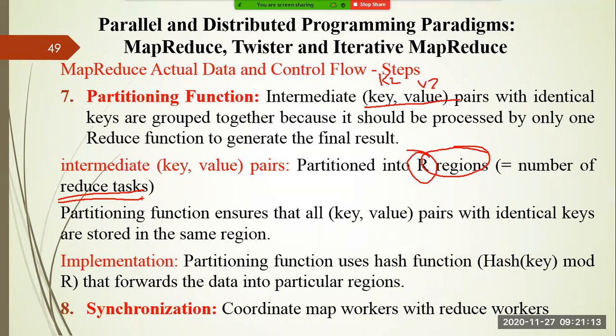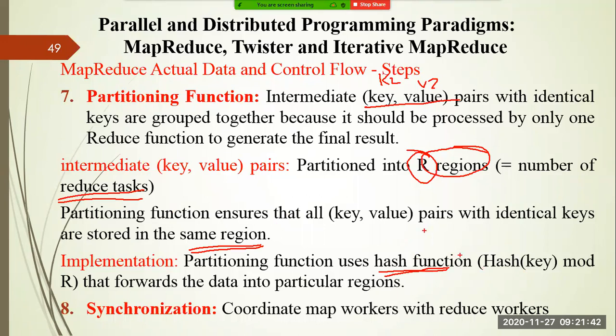Okay, the partitioning function ensures that key-value pairs with identical keys are stored in the same region. For example, "silent" and "listen" should be present in the same region, and XYZ, YZX should be present in the same region. So if you want to implement this partitioning function, you can use what you have studied in data structures, the hash function. That is nothing but hash key modulus of R.